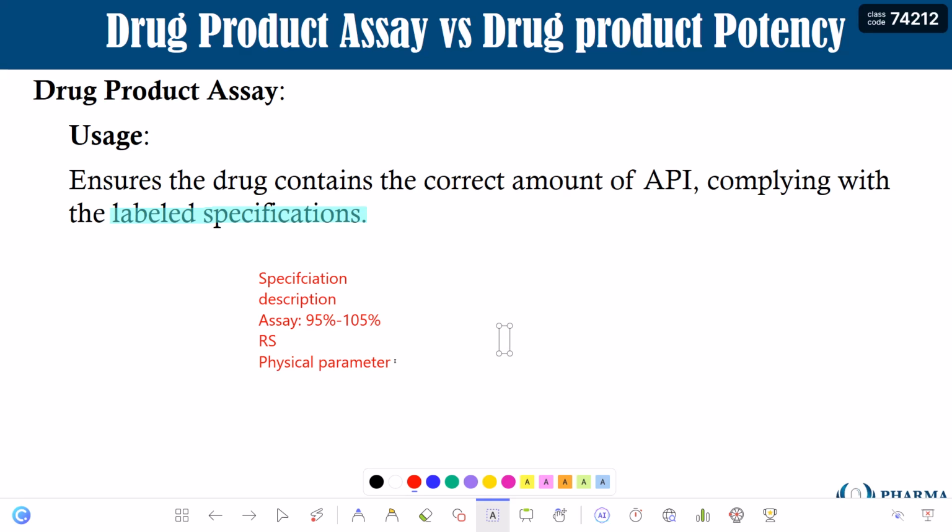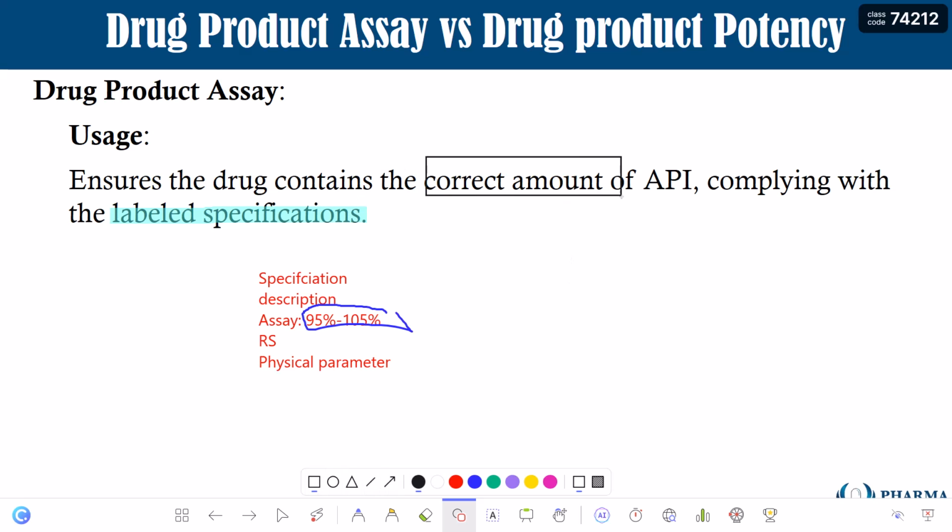So once you conduct the analysis, you are also going to confirm that whatever is the specified quantity, like 95 to 105% for this product, this particular batch is meeting that correct amount of API. That is, our drug product is meeting the labeled specifications, meaning 95% to 105%. So this is about the drug product assay.